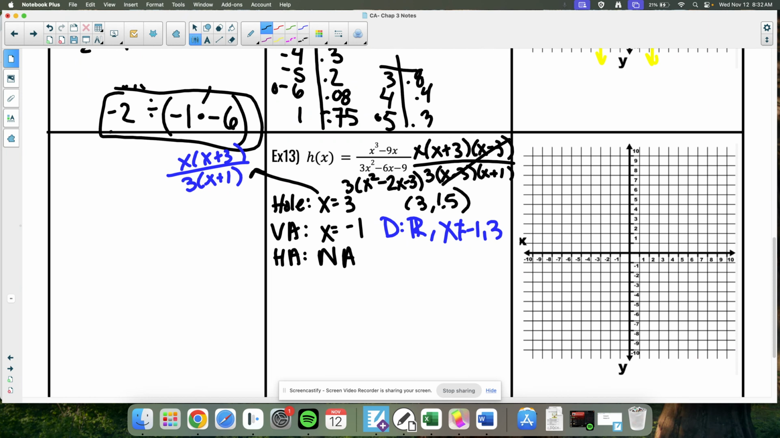However, do you notice how the numerator is 1 more than the denominator? So the numerator is a 3, the denominator is a 2. So when that numerator is 1 more, this is the only time we are going to get what sort of asymptote? A slant.